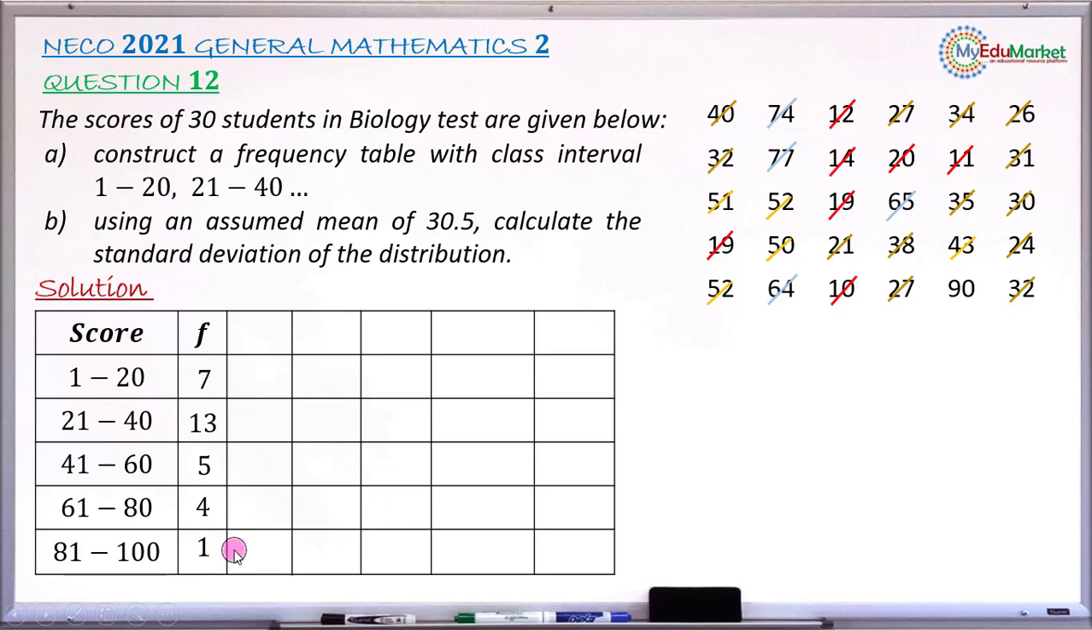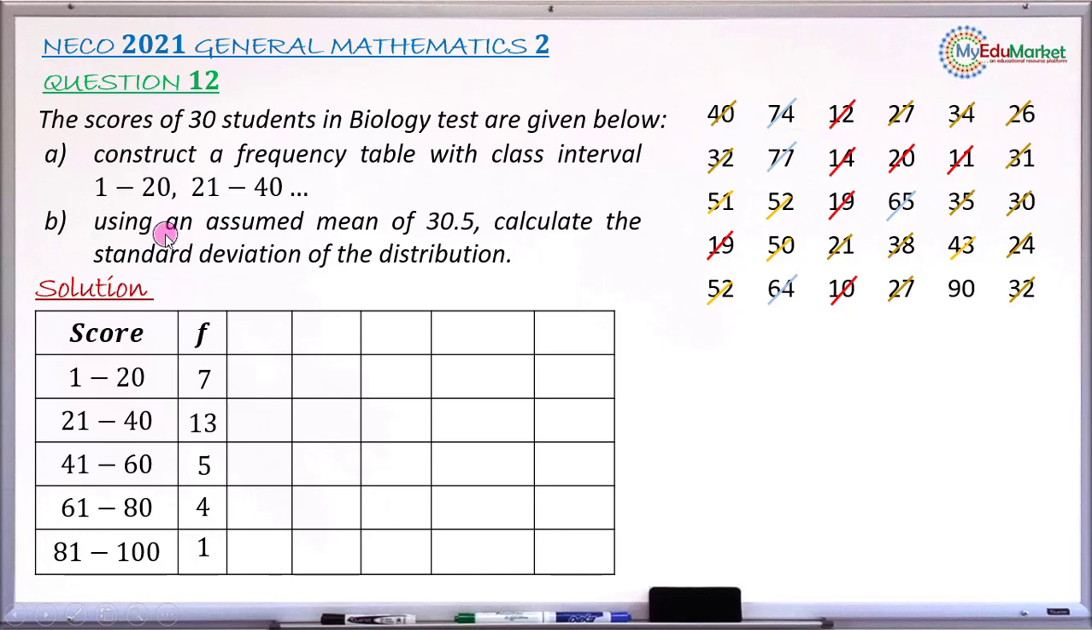If you want to make sure what you have done is correct, you can add those frequencies. If it gives you the number 30 back, then you are sure that what you did is correct. So with this, I have answered question number A, that is constructing the frequency table.